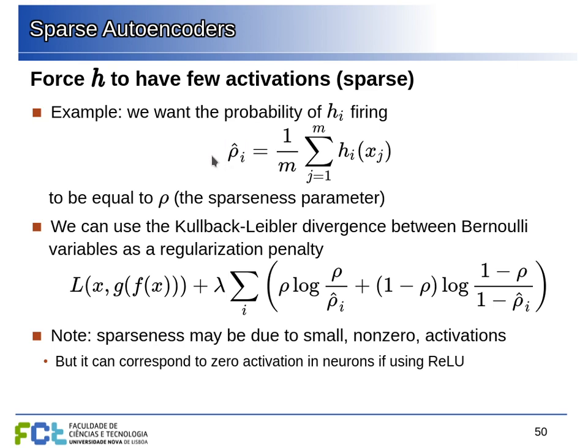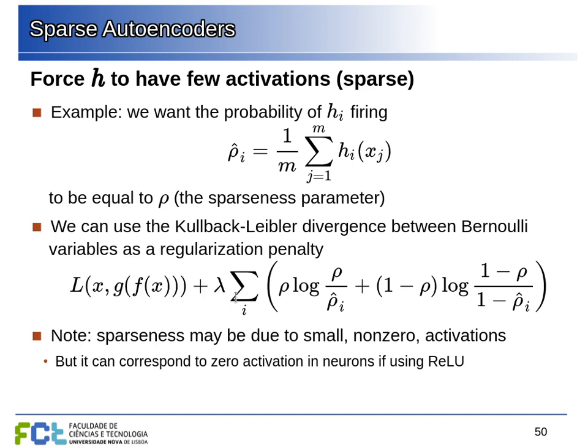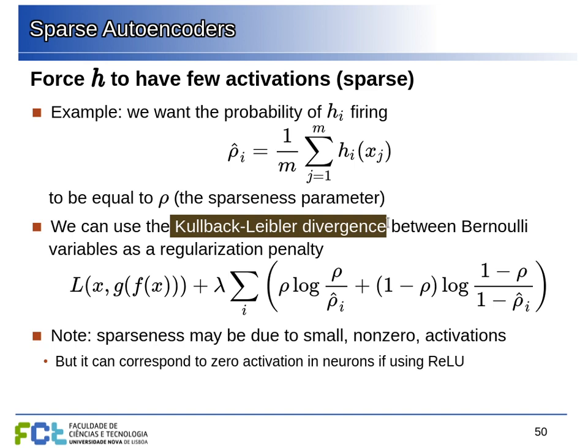For example, 10%, this would be 0.1. Then we would want only 10% of the neurons on the hidden layer to be active for any example that we present. And we can do this by adding to the loss function, the error function that we are using, a term that compares the activation of the neurons in the hidden layer with this probability that we want, using, for example, the Kullback-Leibler divergence. We saw this previously with TSNE, for example, and this is a measure of the divergence between probability distributions.